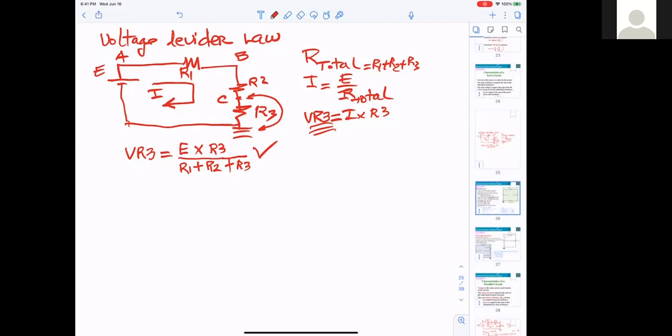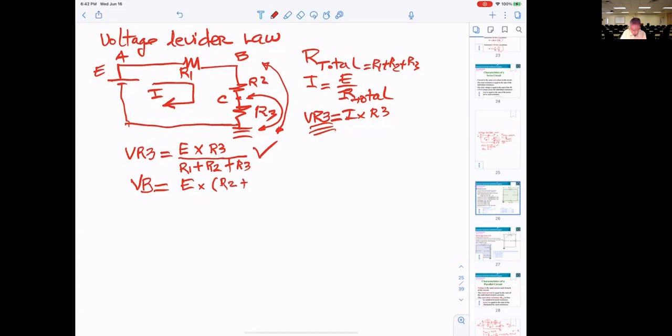Okay, now, if you want to calculate the VB, I want to use the voltage divider. If you want the VB, that means from B to where? Ground. B to ground. Okay, from B to ground, how many resistors do you have? Two. So you have to take E times R2 plus R3. Then divide by the total. That's what they call a voltage divider.